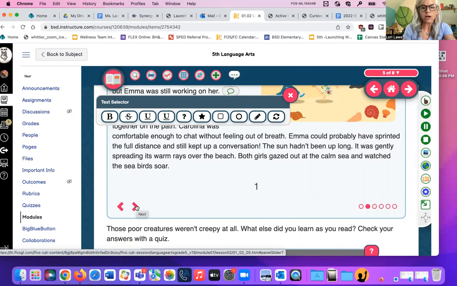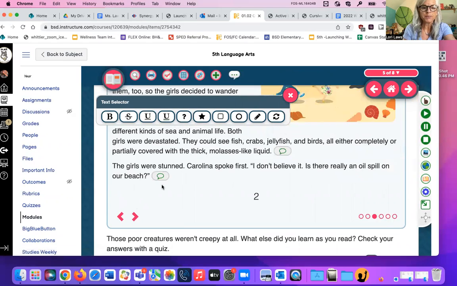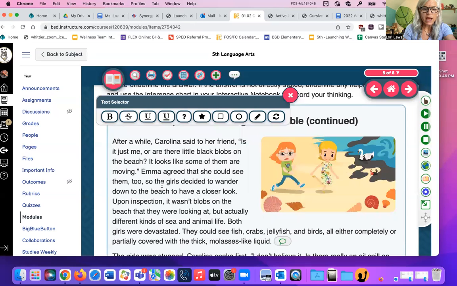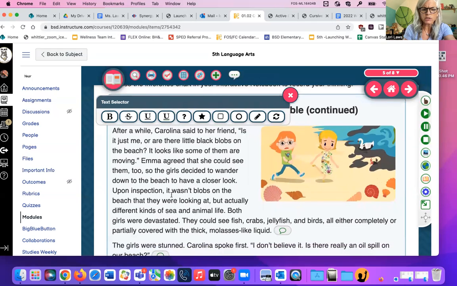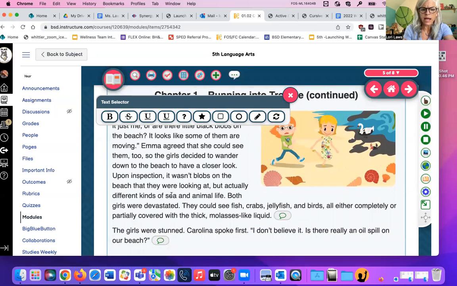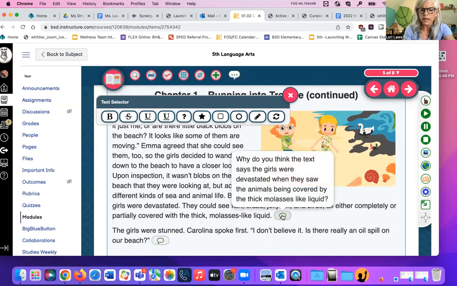Both girls gazed out at the calm sea and watched the seabirds soar. After a while, Carolina said to her friend, is it just me or are there little black blobs on the beach? It looks like some of them are moving. Emma agreed that she could see them too. So the girls decided to wander down the beach to have a closer look. Upon inspection, it wasn't blobs on the beach they were looking at, but actually different kinds of sea and animal life. Both girls were devastated. They could see fish, crabs, jellyfish, and birds, all either completely or partially covered with the thick molasses-like liquid.